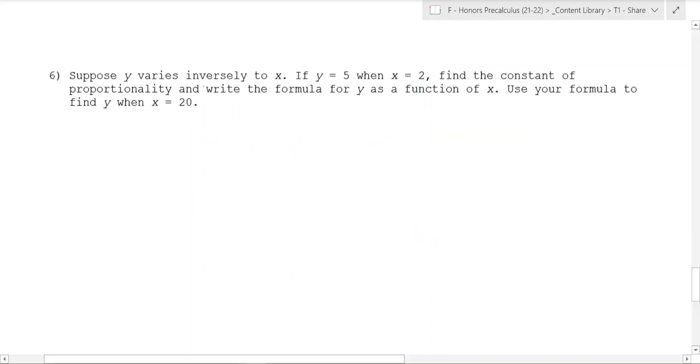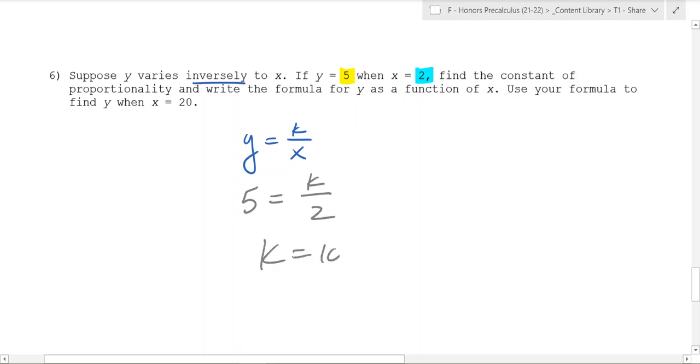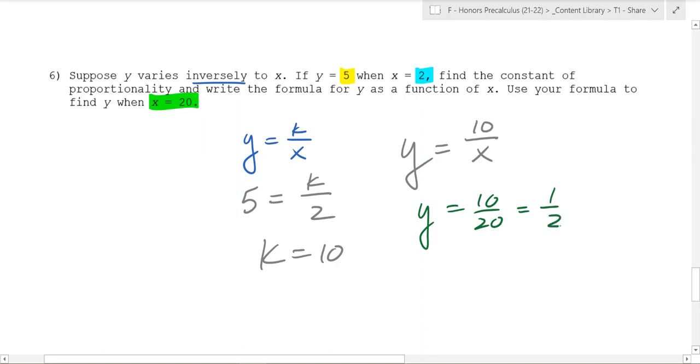What about inversely proportional? Inversely, so y is equal to k over x. And when y is equal to 5, x is equal to 2. So that means 5 is equal to k over 2. So k is equal to 10. So that means our function is going to be y is equal to 10 over x. And then it says use your formula to find y when x is equal to 20. So when x is equal to 20, y is equal to 10 over 20, which equals 1/2.